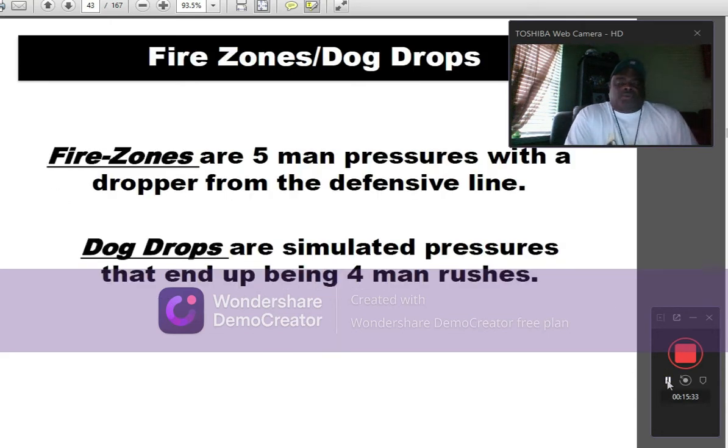Now, when you're running a 4-2-5, you can have what I call fire zone, five-man pressures, but they drop from the defensive line. Your defensive tackle, even your nose guard, can drop back into coverage, especially your defensive ends, if they stand up. So you can bring the safety blitzing, coming down, and that middle linebacker blitzing, but you can also drop your defensive ends off into the flats.